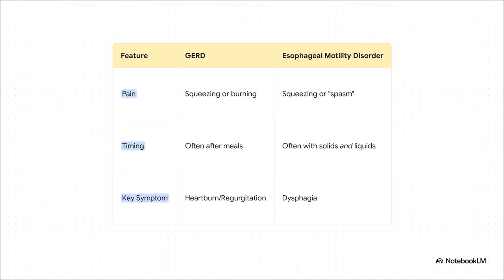Now let's compare two of the most common causes side by side, because this is where your history-taking really shines. With GERD, you're looking for that squeezing or burning pain, usually after meals, often with that classic heartburn. But for a motility disorder, the pain is more of a spasm. And the huge clue, the real giveaway, is dysphagia, or trouble swallowing, with both solids and liquids. That's a crucial distinction you can often pull out just by talking to the patient.